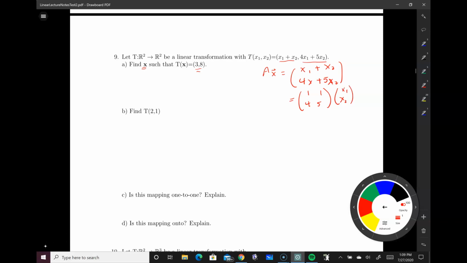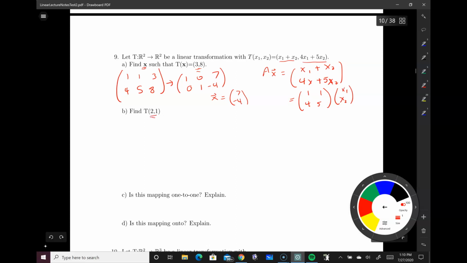All right, so if I'm solving for the x that gets me to (3, 8), then I'm going to be making an augmented matrix. There's my augmented matrix that I'll put into my calculator, and I get 1, 0, 7, 0, 1, negative 4. Okay, so this gives me the solution. x is (7, negative 4).